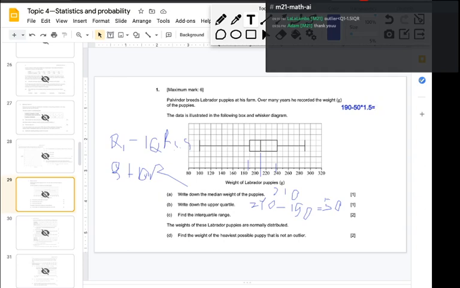That would be 115. And then, so that's somewhere here. So some of these values you can see is an outlier. And then the second is 240 plus 50 times 1.5.